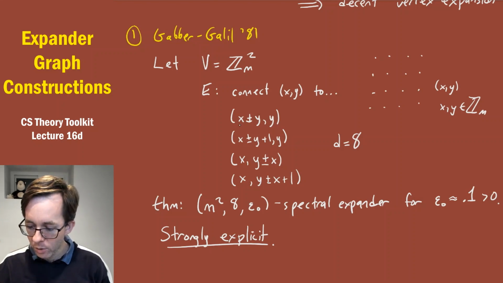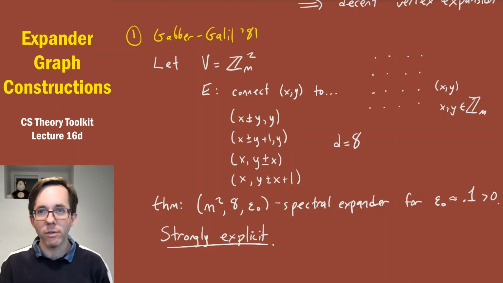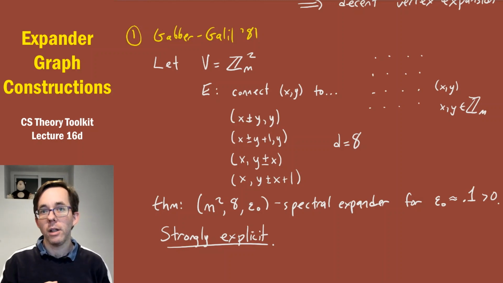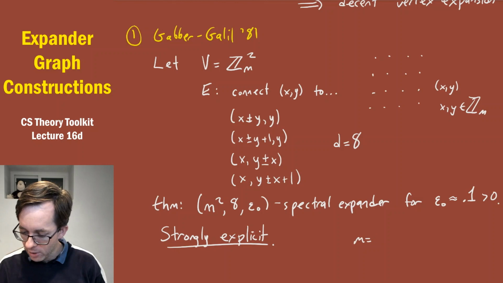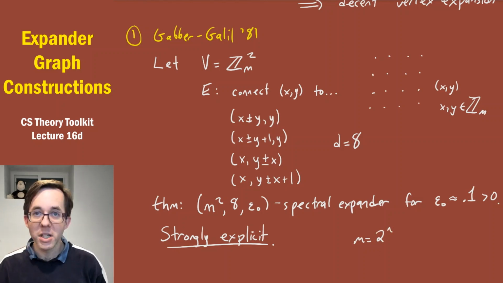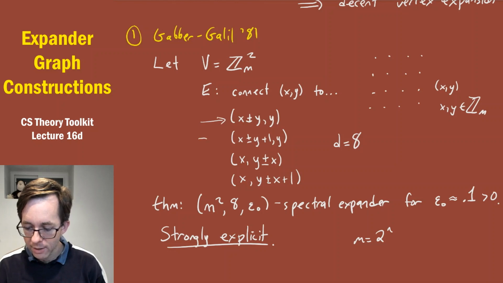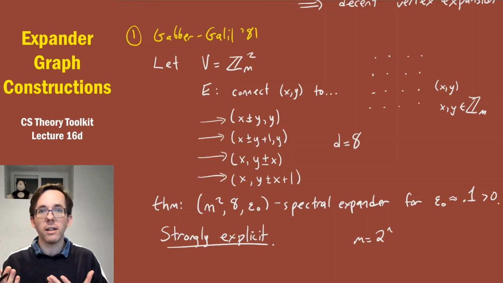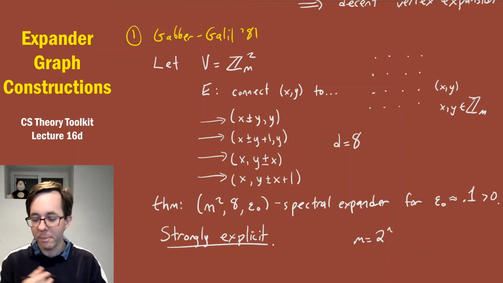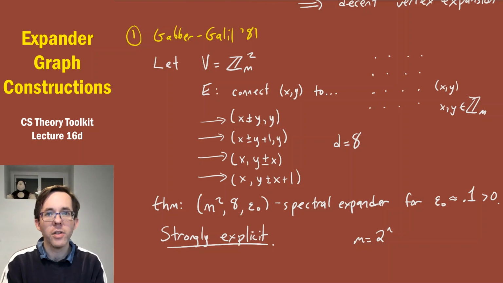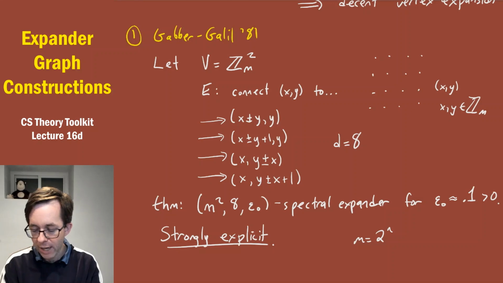Because the names of vertices are just pairs of numbers mod m. So if m is, let's say, 2 to the n, these vertices are just named by pairs of n-bit strings. And if I give you a particular pair of n-bit strings, it's super easy to compute the 8 neighbors of these strings. You can do that in linear time, order n time. It's just some addition. So these are brilliant, strongly explicit graphs.